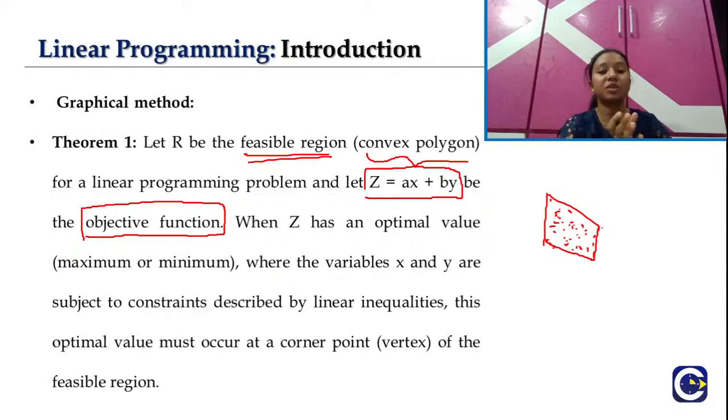So this theorem states that when we have the function z equal to ax plus by as our objective function, and we have to find our optimal value, which is either a maximum or a minimum, it must occur at a corner point of the feasible region. It indirectly states that there is no need to check all the inside points. You can directly take the corner points of the feasible region to check the maximum or the minimum value of the objective function.